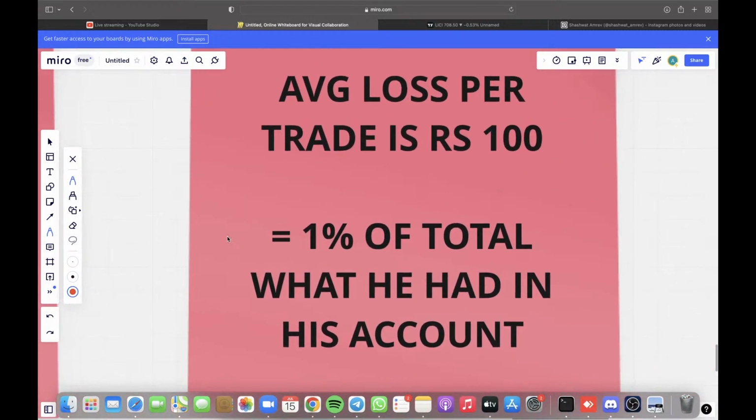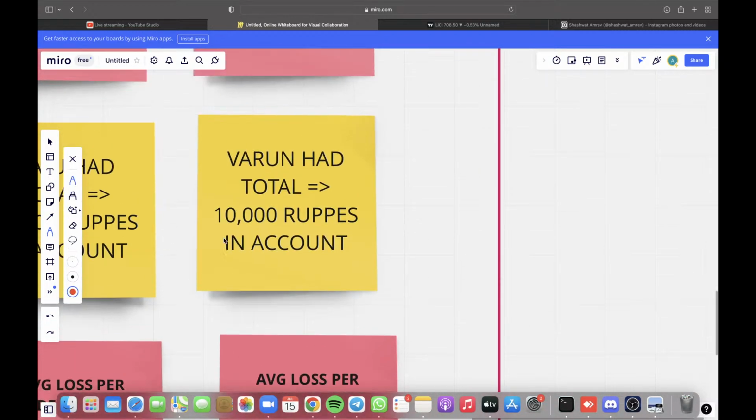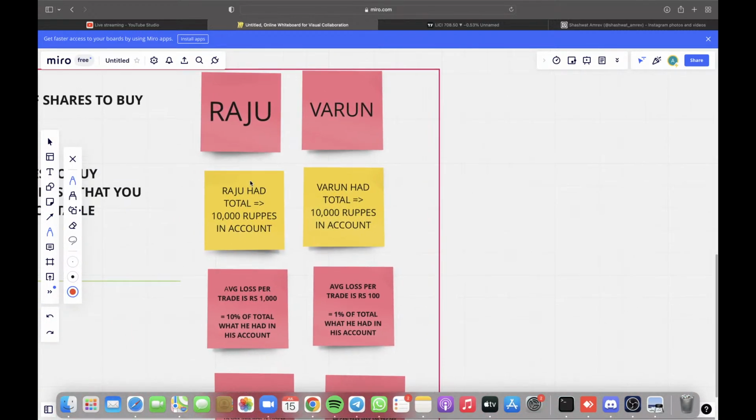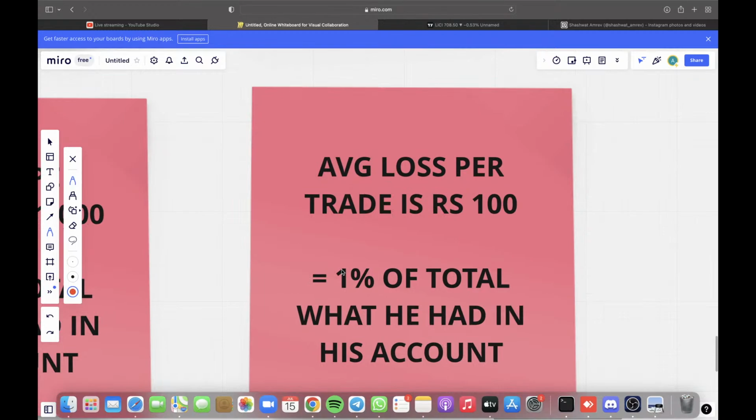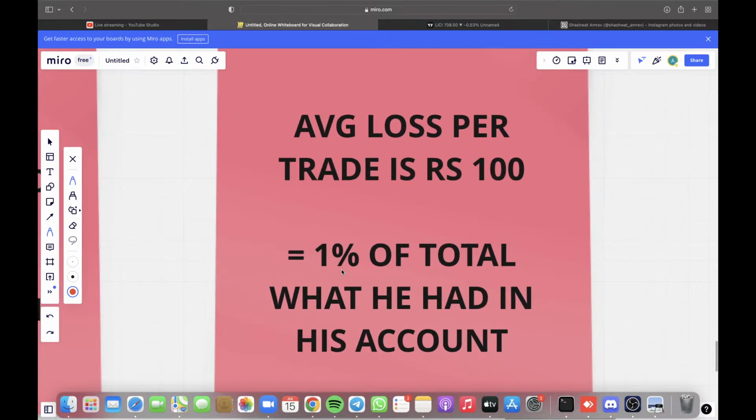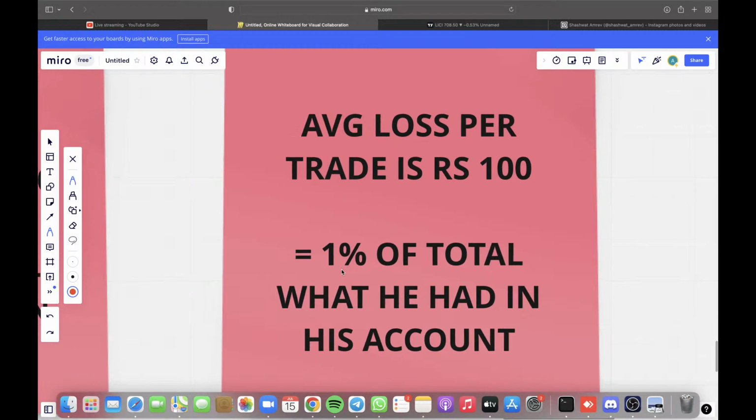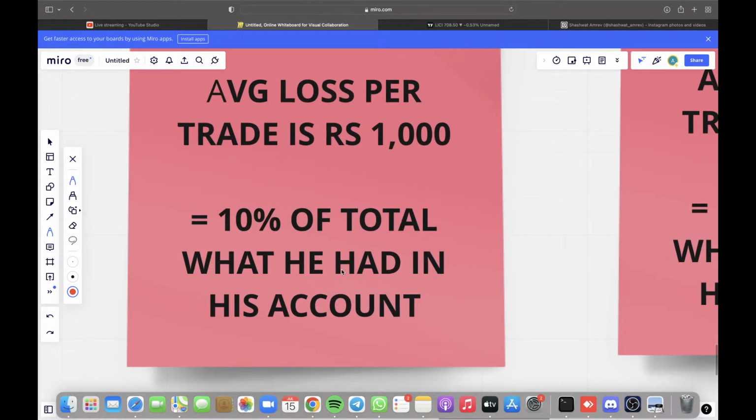But at the same time, Varun also had 10,000, but he used to lose only 100 because he was restricted to this. He had a rule that if I lose money, my maximum loss should not be more than 100. So he had a risk of 1%. At the same time, this guy had a risk of 10%.